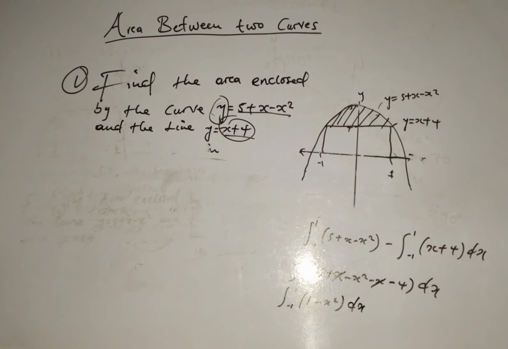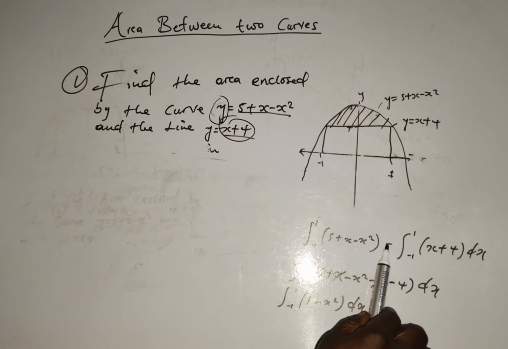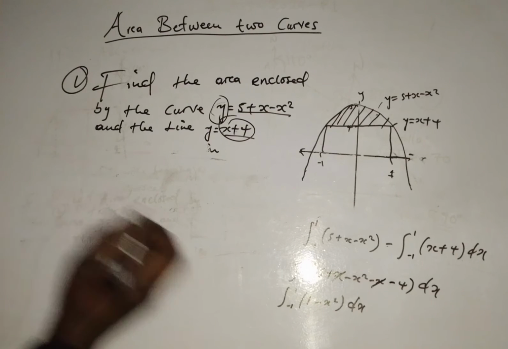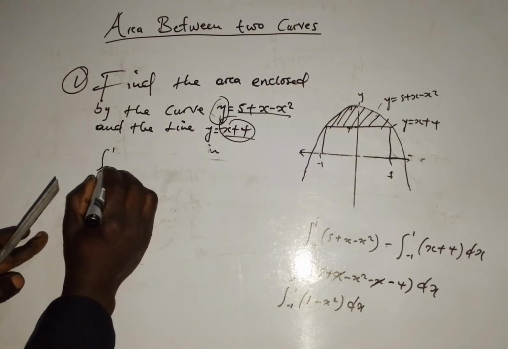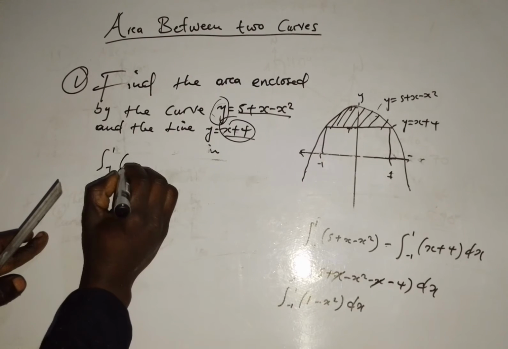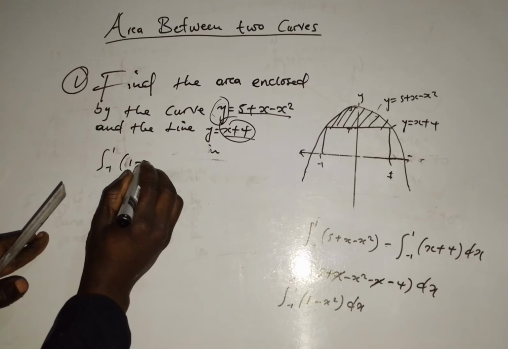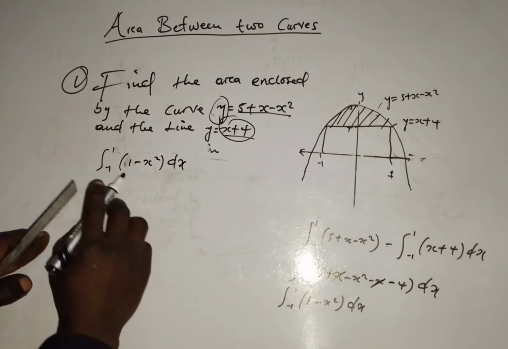Okay, I guess you're following me here. Where does this negative 4 come from? Because this negativity is multiplying what is in the brackets. Okay, so we have this integral here, with the upper limit 1 and lower limit -1, then open bracket 1 minus x squared, dx.